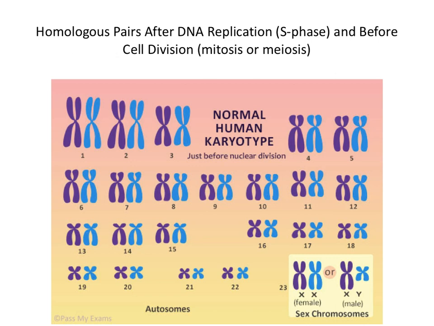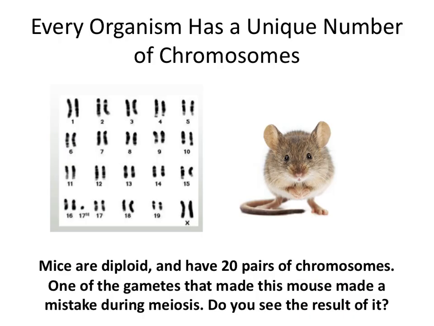Here I still have 23 homologous sets. It's just that we've gone through S phase, we've gone through replication, we haven't divided yet, and now I just have duplicates of all of those. Hopefully that's making sense.